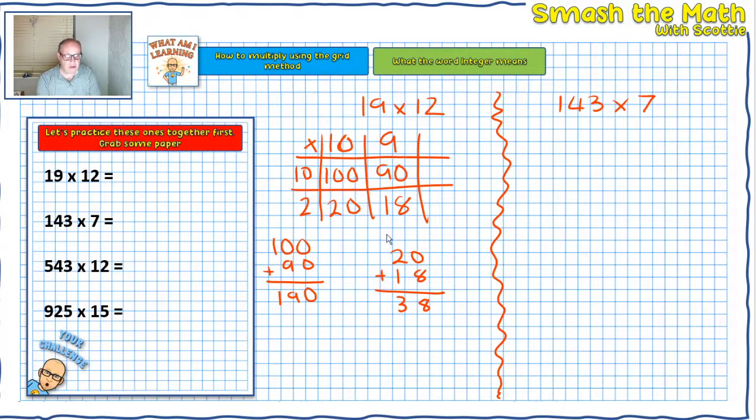And then finally, remember, we've got to add these two up, to add them all up. So 190, making sure they're in place order. 8 plus 0 is 8, 9 plus 3 is 12, and we're going to carry our little 1 down here, and 1 plus 1 is 2. So the final answer is 228.